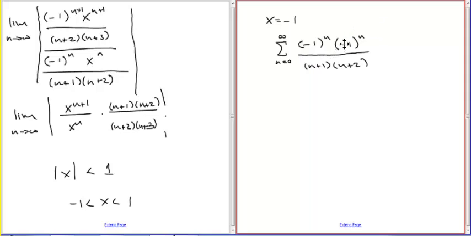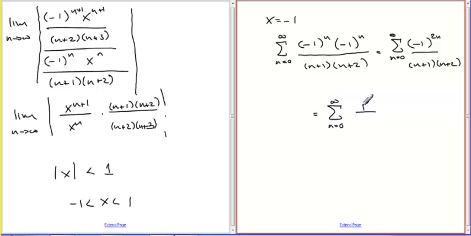What happens now is that when we multiply -1 to the n times -1 to the n, we get -1 to the 2n. You add these two together over n plus 1 and n plus 2. But that becomes +1. So at x equals -1, the series becomes 1 over n plus 1 times n plus 2, which is n squared plus 3n plus 2.